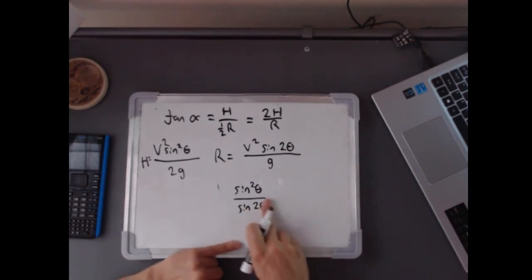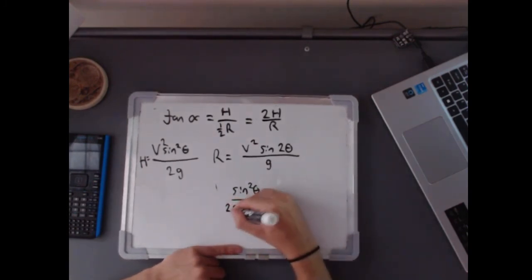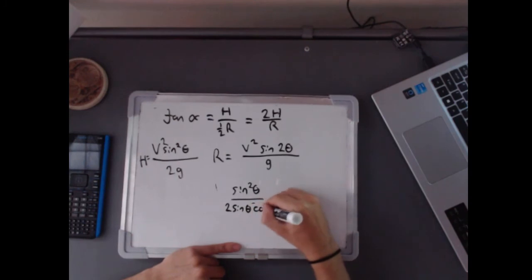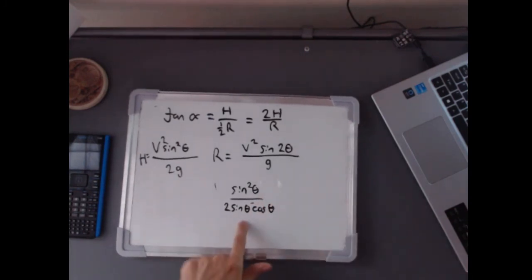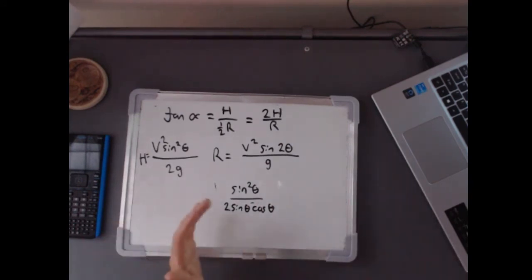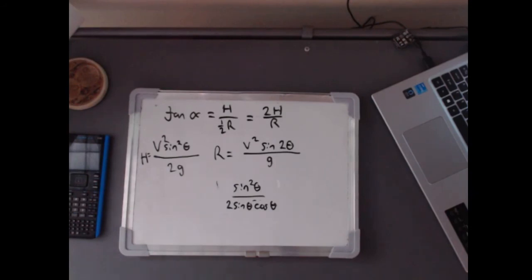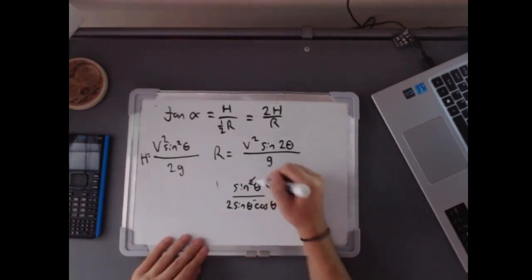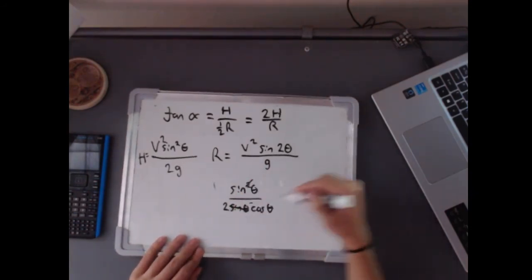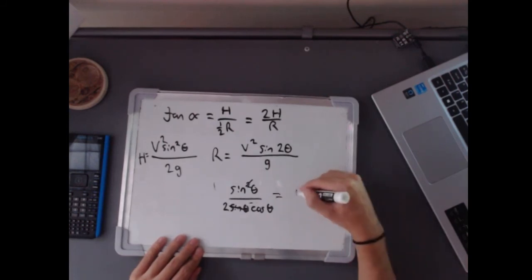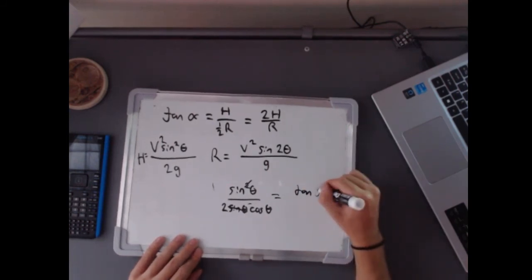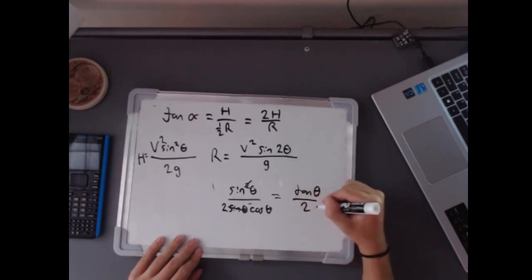Sine 2 theta, if you can recall, is equal to 2 sine theta cosine theta. That's kind of like a cheap cop-out, because that is a trigonometric identity most people don't know. So just keep that in mind when dealing with projectile motion. Sine 2 theta is equal to 2 sine theta cosine theta. Anyway, knowing that, you can cancel, bam, bam. Sine over cosine is tangent. So this is equal to tan theta over 2.